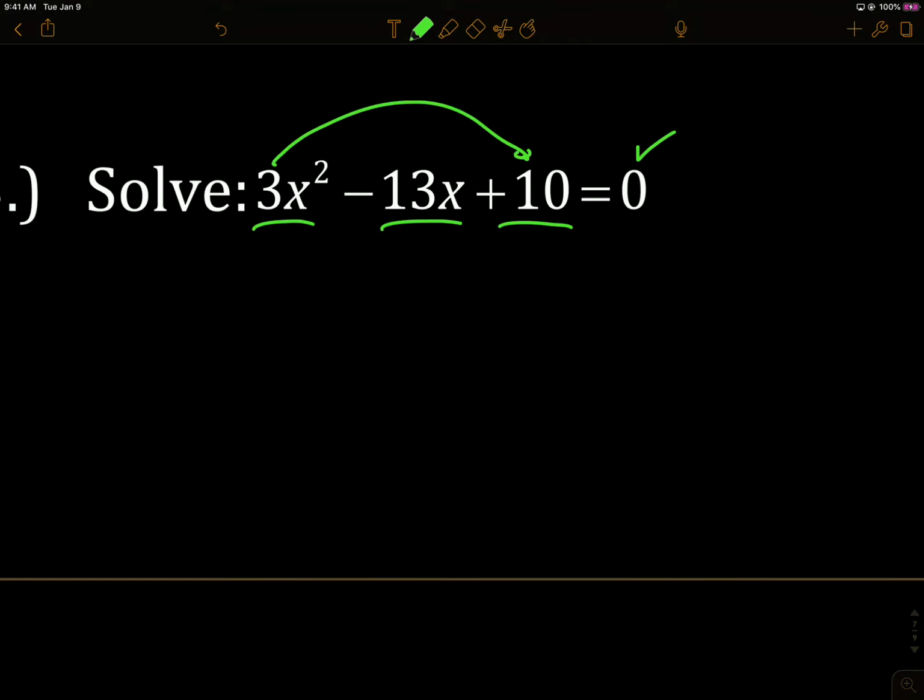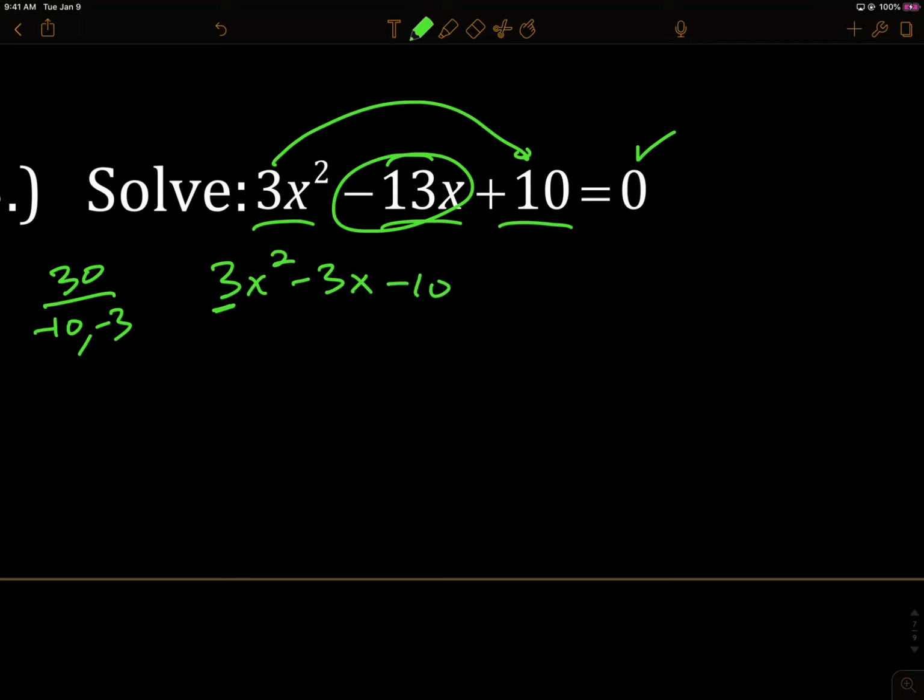So I do the 3 times the 10. I get a 30. I'm looking for numbers that multiply to 30 but add to negative 13. Looks like it's going to be negative 10 and negative 3, right? Because if I multiply those, I get a positive 30. Those add to negative 13. So I'm going to split the middle term. Which one do I put first? Which one goes better with the 3 here? The negative 3. So I'll go negative 3x minus 10x plus 10. Right? The 10 drops down. The 13 splits into those two numbers.